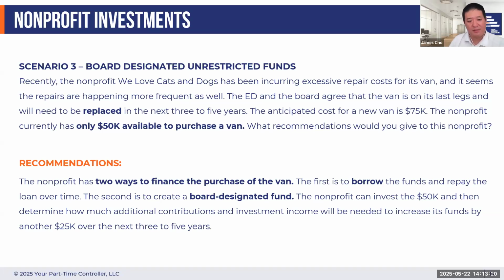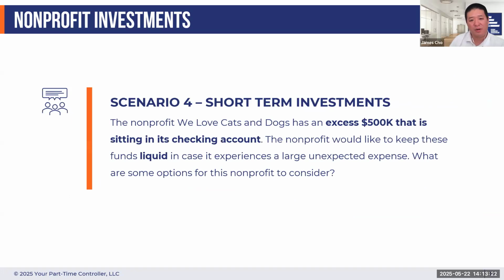And lastly, scenario 4, short-term investments. The nonprofit We Love Cats and Dogs has an excess $500,000 that is sitting in its checking account. The nonprofit would like to keep these funds liquid in case it experiences a large unexpected expense. What are some options for this nonprofit to consider?